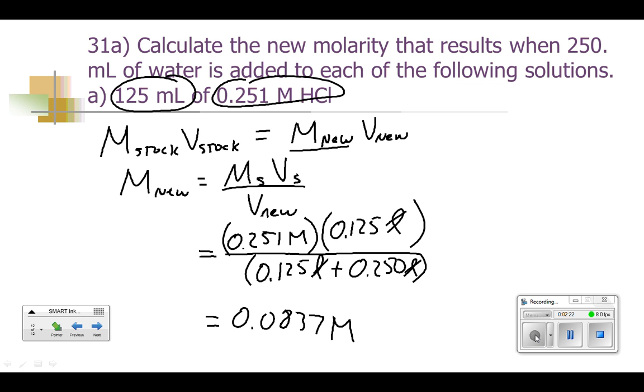Okay, and so if we look back here, we didn't have to change those milliliters into liters because they were going to cancel out anyway. So one nice thing about the dilution problem is it's a fairly simple equation, and as long as you pay attention to what the units are, you may not have to do that conversion. So here's our final answer, 0.0837 molarity.